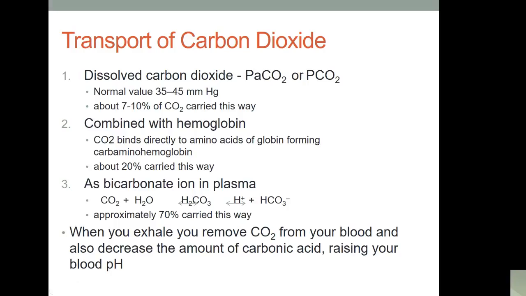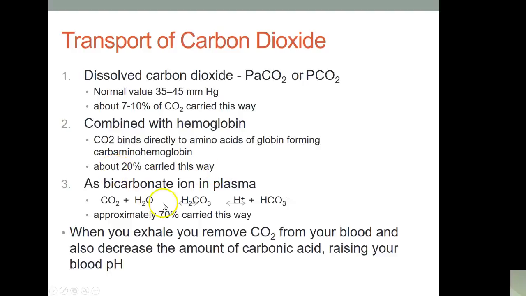CO2 is a little bit different. The CO2 is carried 3 main ways. Dissolved carbon dioxide. Remember, CO2 is quite a bit more soluble than oxygen. We get about 7 to 10% of CO2 carried just dissolved. Combined with hemoglobin, we get about 20%. CO2 binds to a different spot on hemoglobin than oxygen. It binds directly to amino acids of globin. And once again, 20% is carried this way.